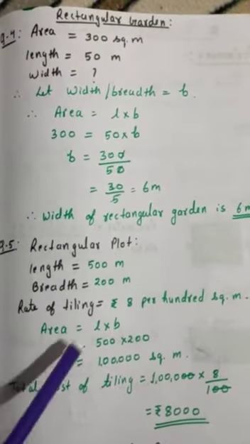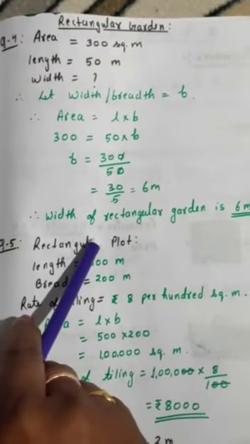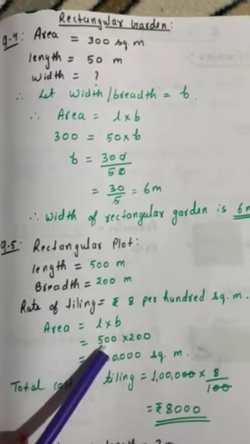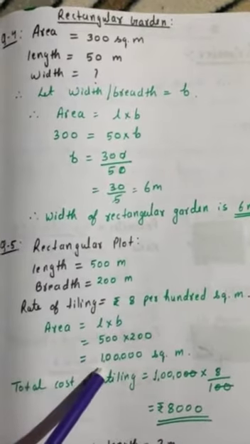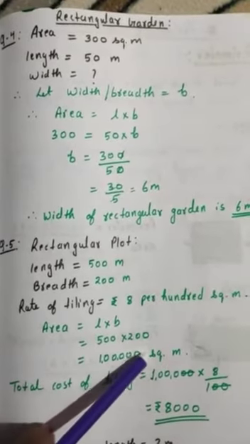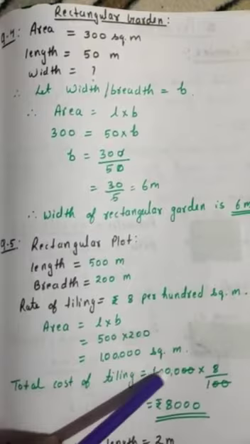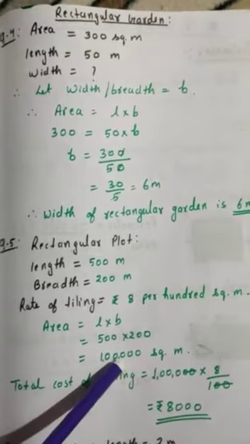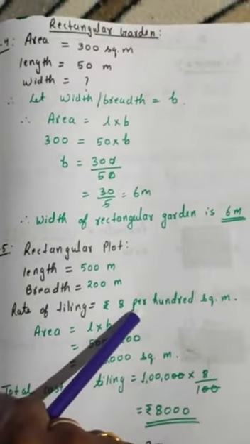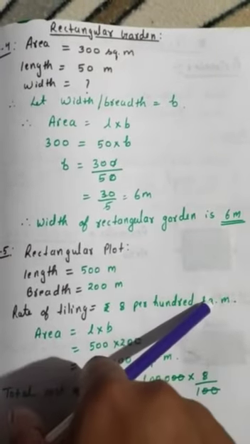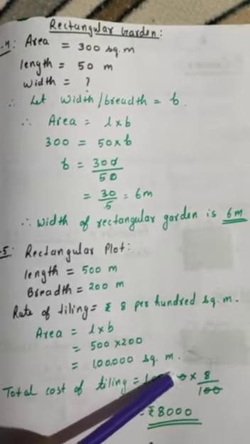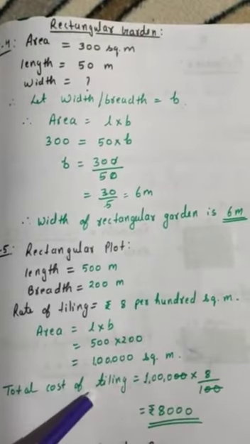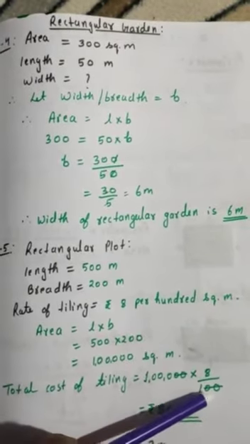For that, first you will calculate the area. Since this is a rectangular plot, area will be L into B, so it will be 500 into 200, which is nothing but 1 lakh. So it is 1 lakh square meter. This is the area of your rectangular plot. Now for finding the cost of tiling, you cannot directly multiply it by 8, because the 8 given is for 100 square meter. So you will multiply it by 8 and divide by 100. I hope all of you have understood why we are multiplying first by 8 and then dividing by 100.